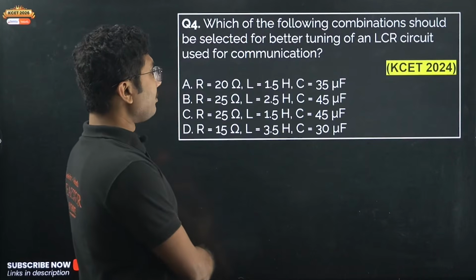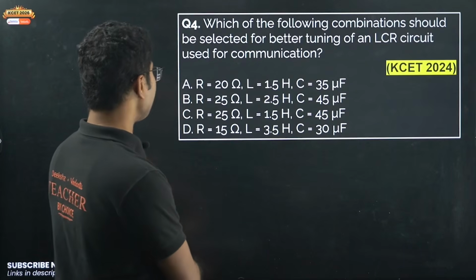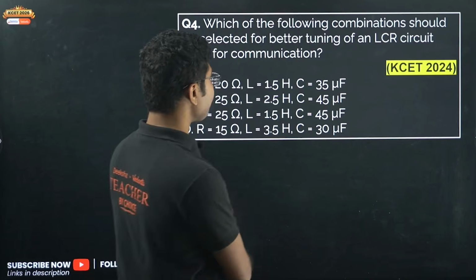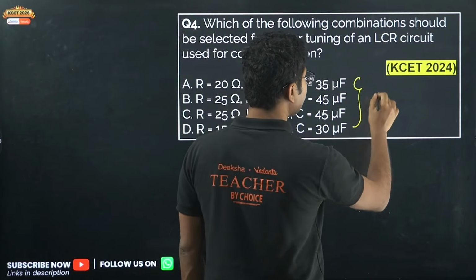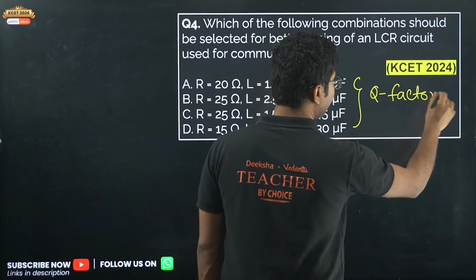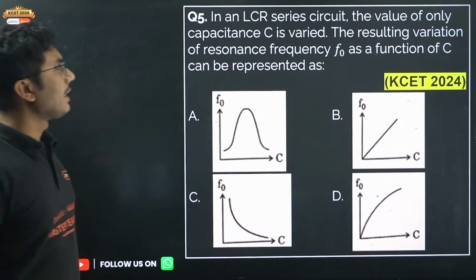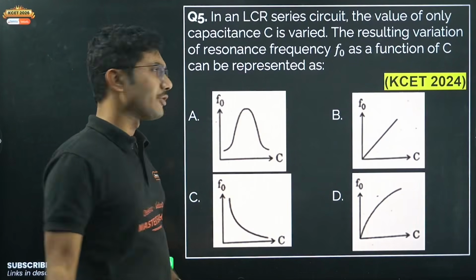Which of the following combinations should be selected for better tuning of an LCR circuit used for communication? Now this question is out of syllabus because it is related to Q factor. So this question is no longer part of the syllabus. This question is deleted. Next, and we are not doing any deleted questions.